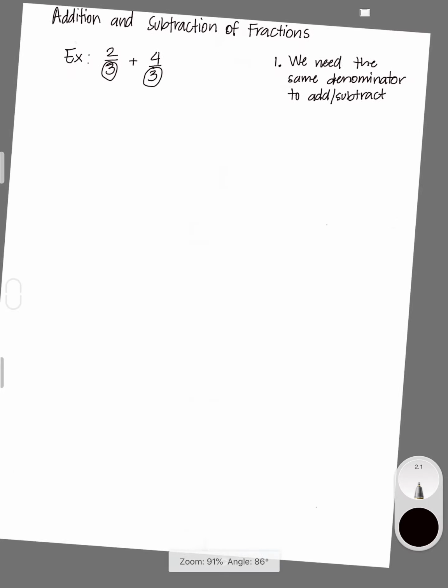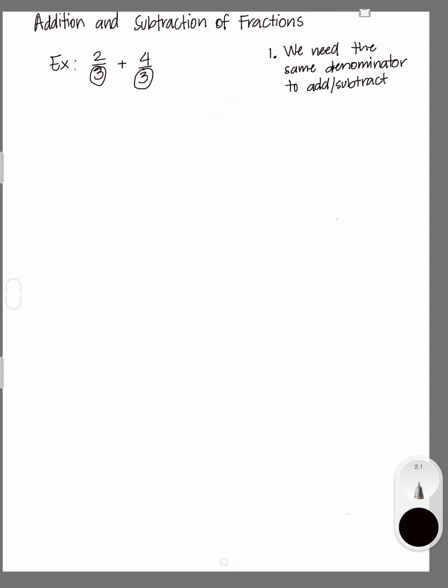The second thing is that when you combine fractions, you only add or subtract the numerators. So we don't touch the denominators once they are the same value.